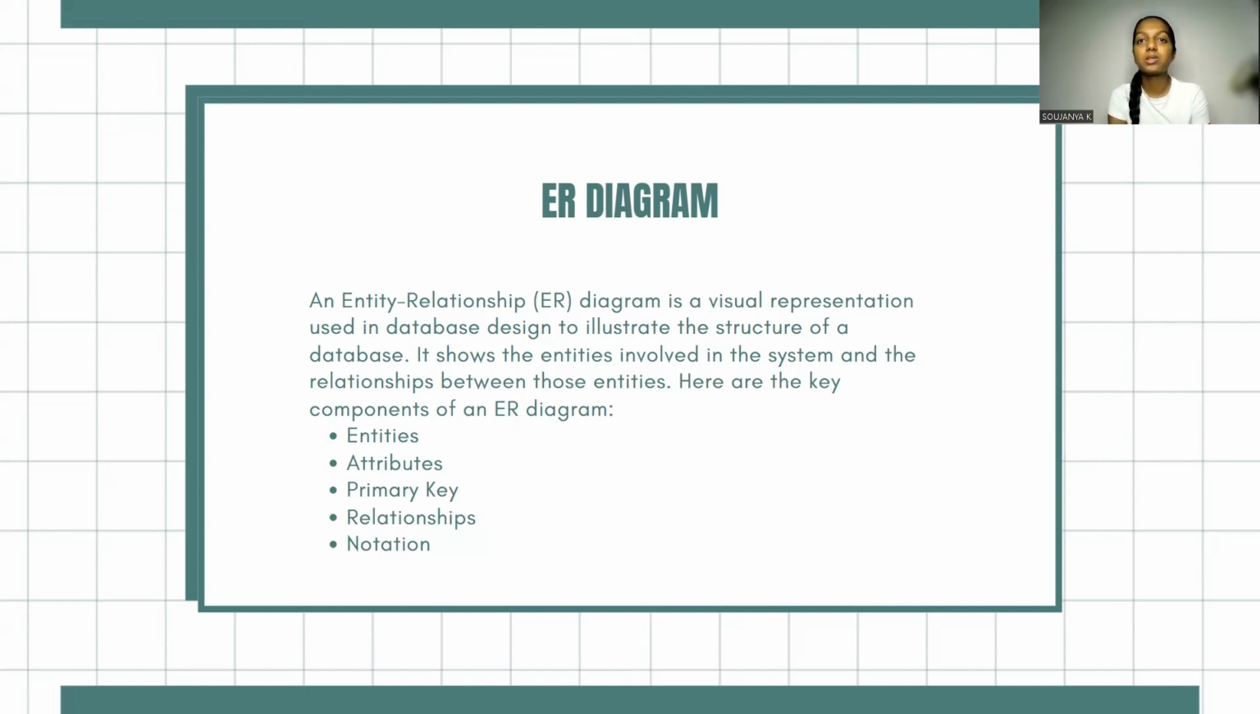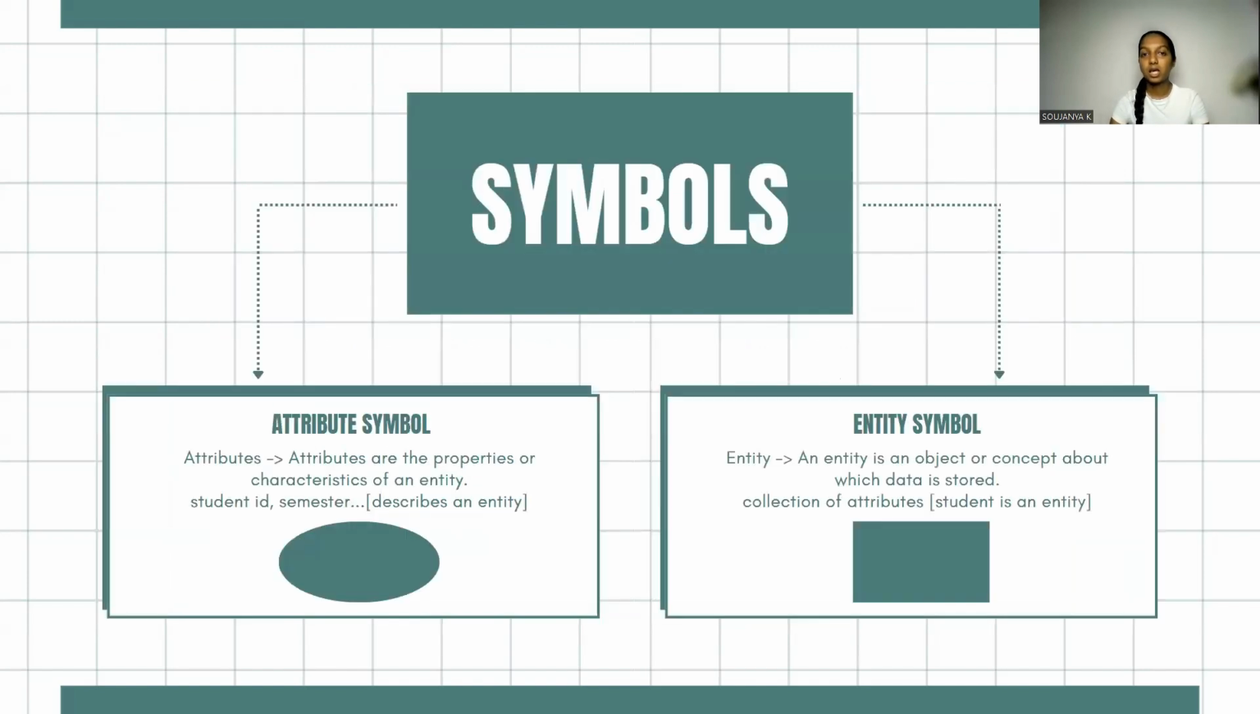And the next component is relationships. Relationships here mean the relation between the entity and the attribute. There are many kinds of relationships, like one-to-one relationship, one-to-many relationship, many-to-many relationship, many-to-one relationship. So these can be described as the relation between the attribute and the entity. And the symbol here for relationship is a diamond shape.